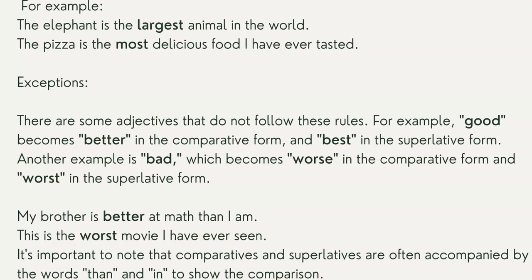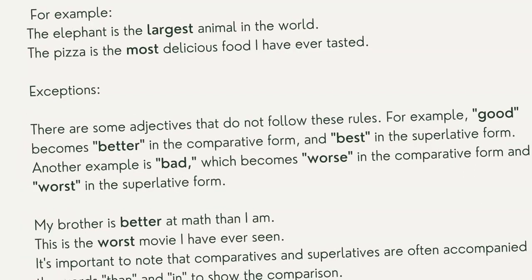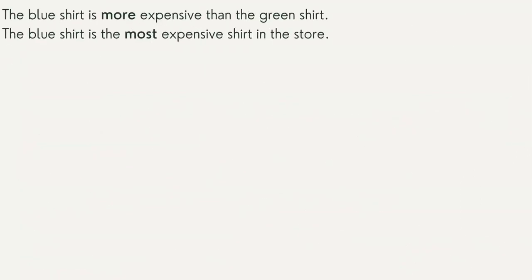It's important to note that comparatives and superlatives are often accompanied by the words than and in to show the comparison. The blue shirt is more expensive than the green shirt. The blue shirt is the most expensive shirt in the store.